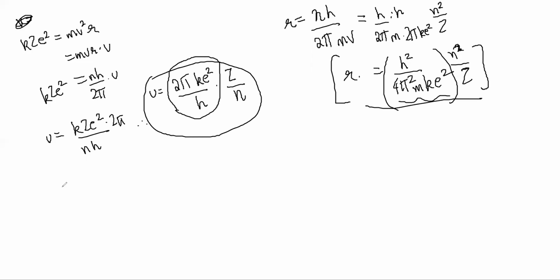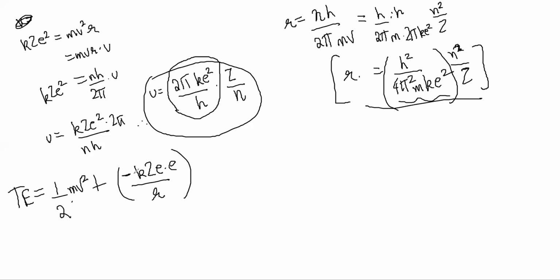But in our derivation right now, I want to find out the total energy. Total energy is half m v square plus minus k z e square by r. This is my kinetic energy, and this is my potential energy. So minus minus becomes plus; it becomes minus k z e square by r. This is correct.